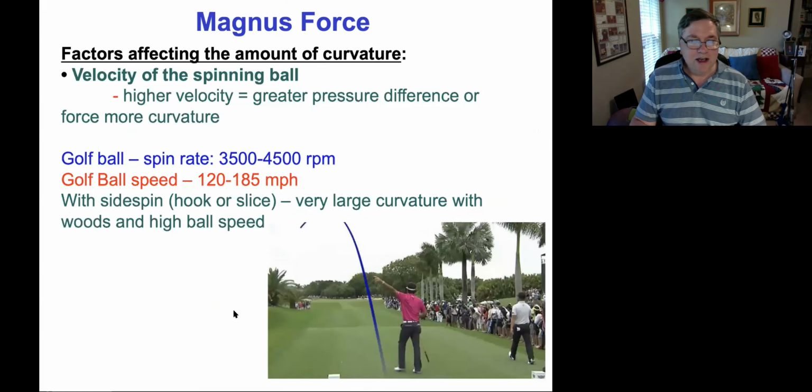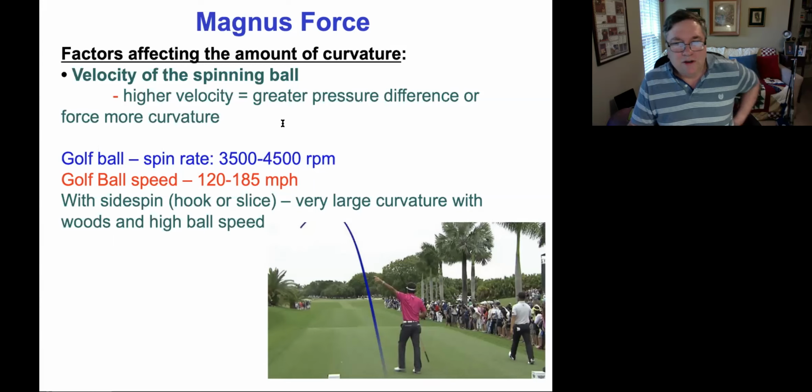Okay. So as the ball moves faster, a spinning ball, generally up to a certain point, and at sea level it's about 70 to 80 miles an hour, is going to have a greater pressure difference across it as the velocity is higher. For a golf ball going 100 to 150 to 180 miles an hour, as you increase the velocity, you potentially increase the amount of curvature.